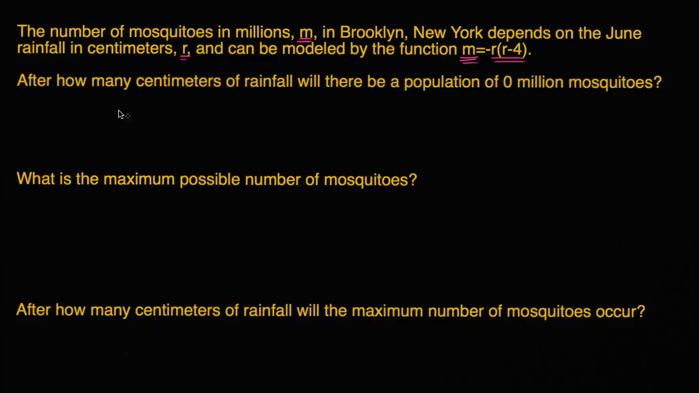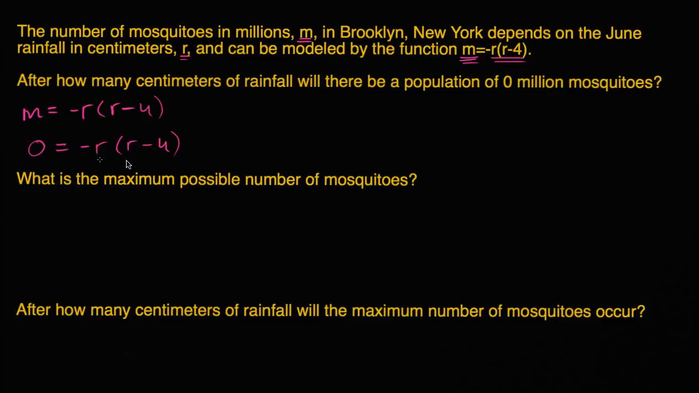Well, let's just rewrite this function. It actually just helps my brain to rewrite it, to process what's going on. My population of mosquitoes in millions is going to be negative R times R minus 4, where R is the number of centimeters of rainfall. So in order to have a 0 million population, M is going to have to be equal to 0. So we need to figure out at what R's is M equal to 0. So we just have to solve this right over here.